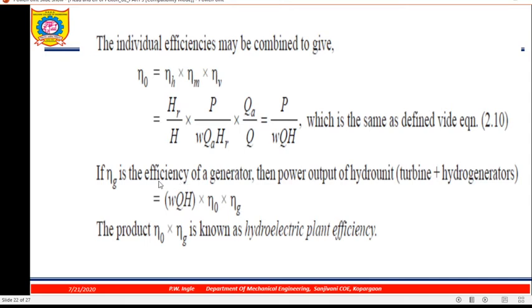If the generator efficiency is this, then power output will be this, okay? The product of overall efficiency and generator efficiency is known as hydroelectric plant efficiency, okay?